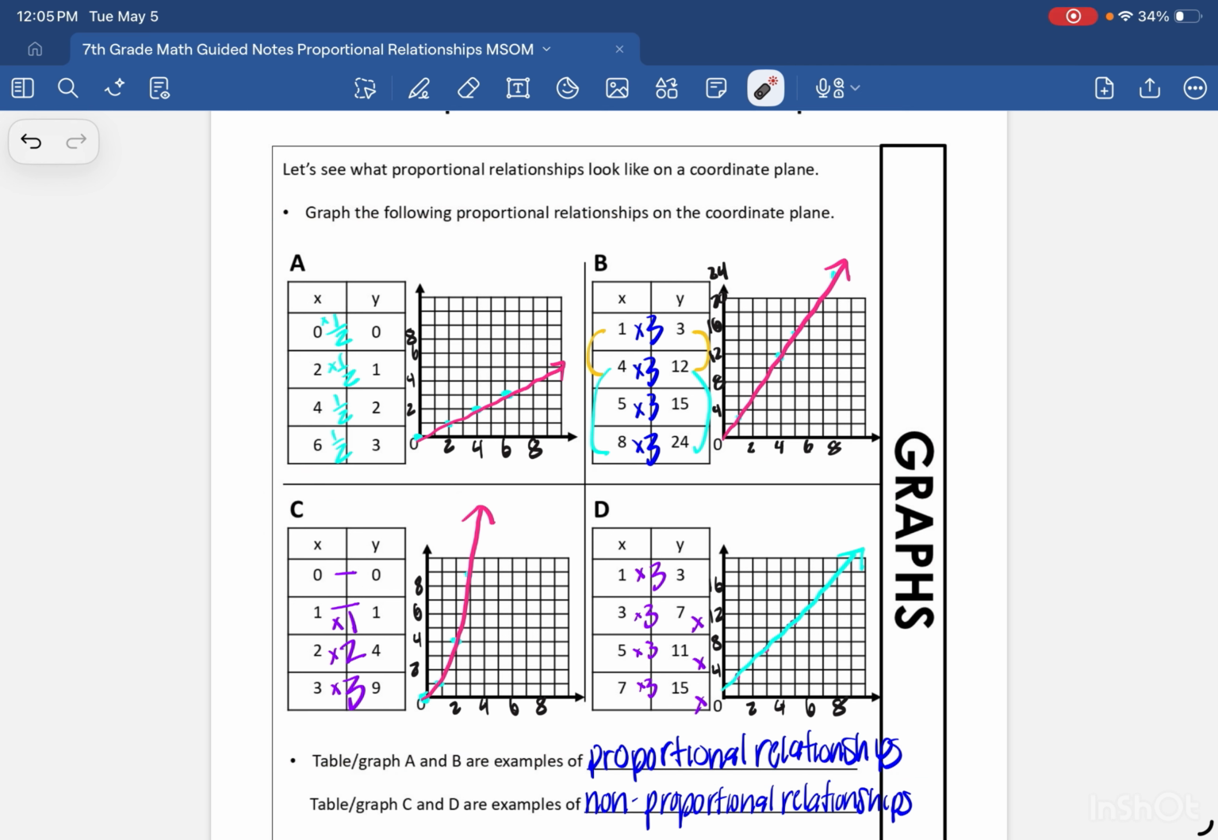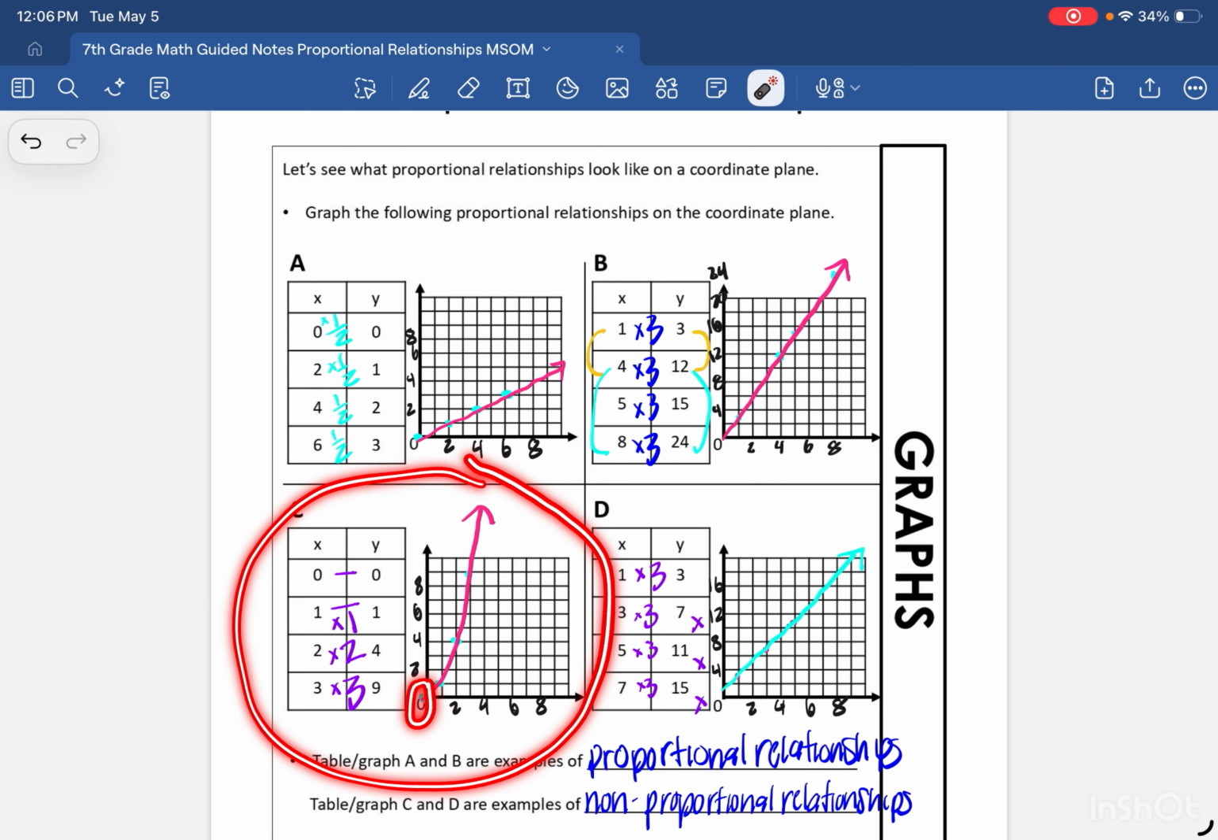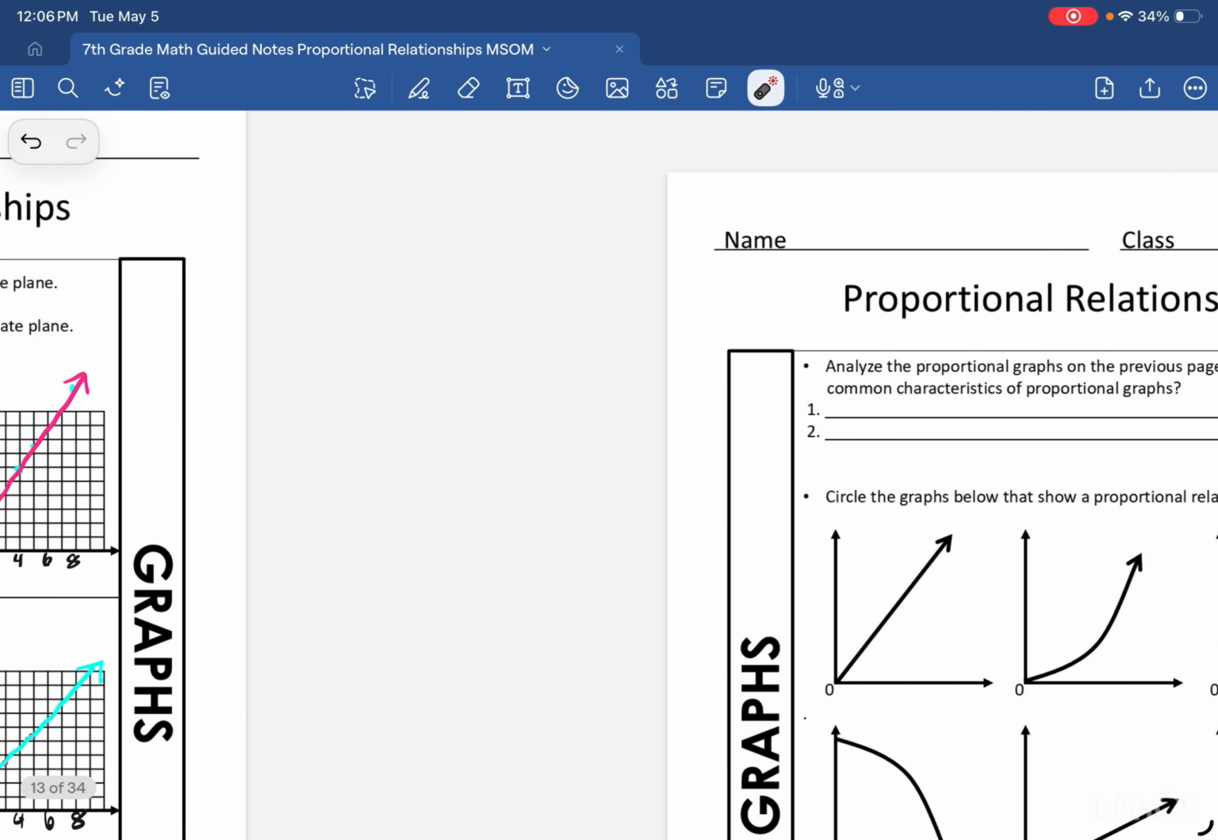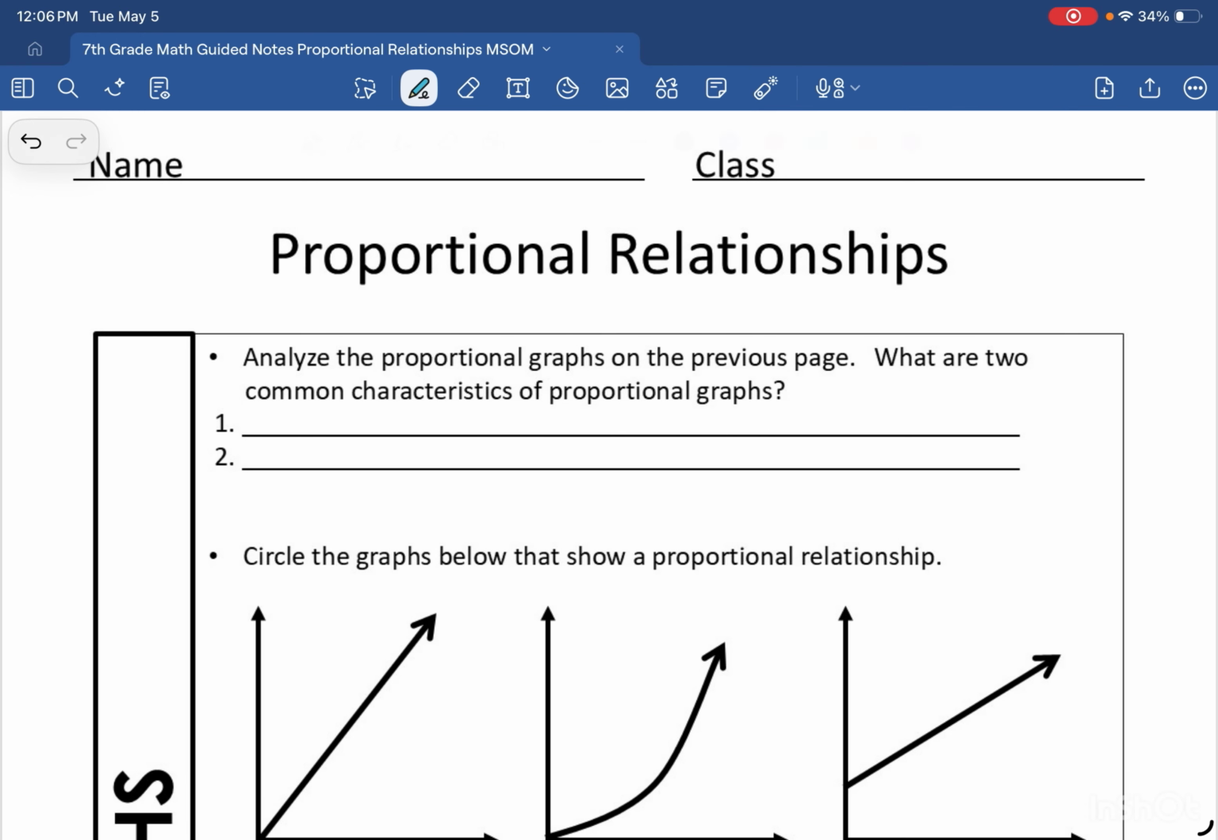If you notice, they are straight lines. The proportional relationships are always straight lines. Now that can be true of non-proportional relationships too. That's why there are two characteristics. The other characteristic you notice is that it has to go through the origin. So it has to go through the origin and be a straight line. It can't be just one or the other. Because this one right here, C, is going through the origin, but it's not a straight line. And D is a straight line, but it's not going through the origin. So the two characteristics are a straight line and goes through the origin, or the point 0, 0. So let's go back and write that on our notes here.